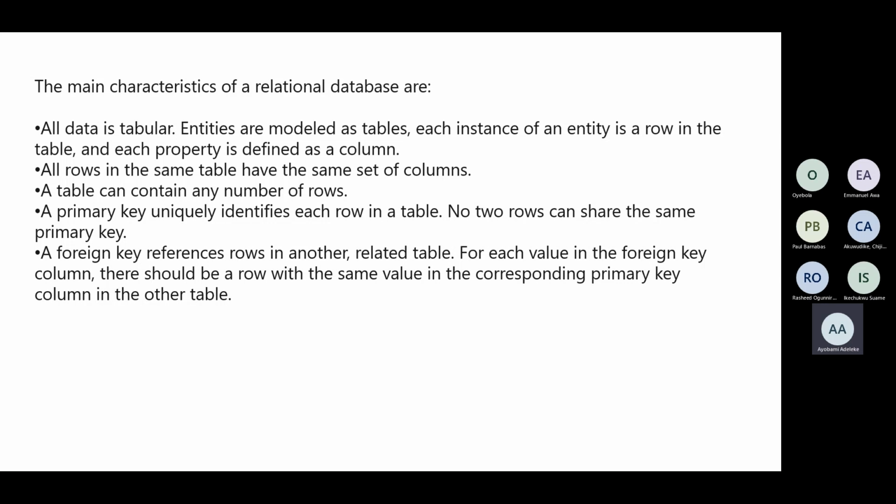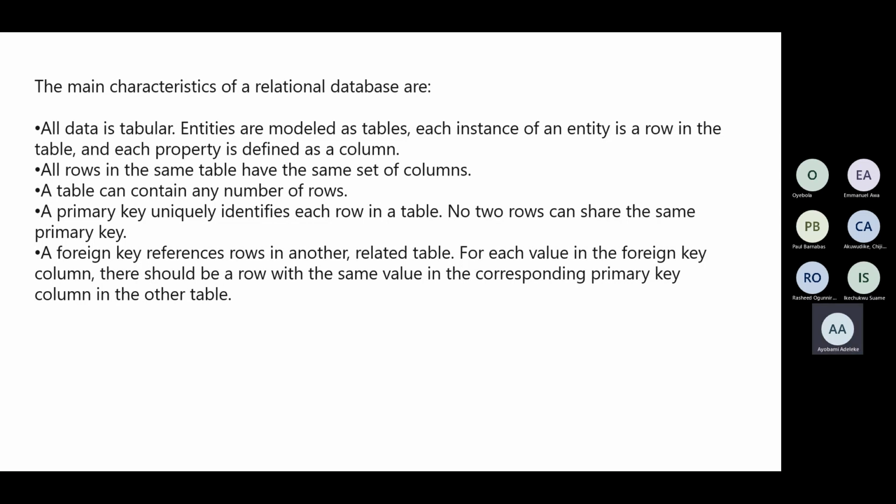Entities are modeled as tables, and each instance of an entity is a row in the table. So for every entity, a row refers to a unique record about that entity, and each property is defined as a column. So for the attributes of that particular record, you see the attributes coming up as several columns in that table. So the columns refer to the attributes of the record, while the rows define unique records in that entity.